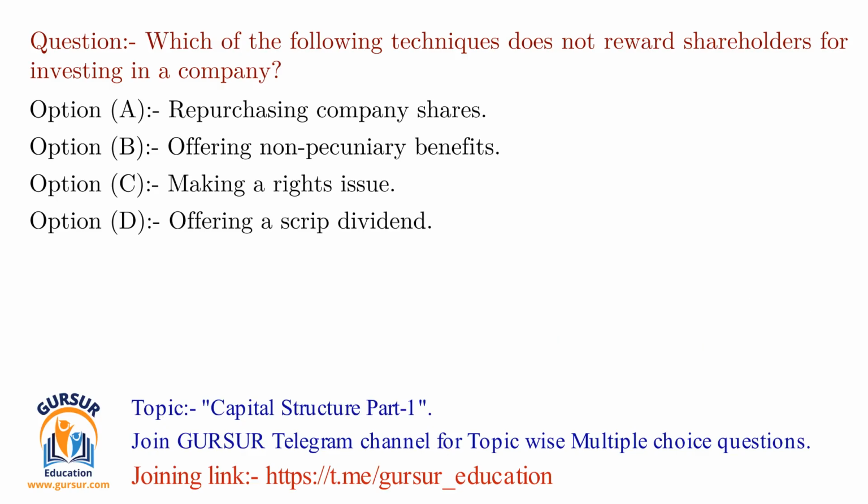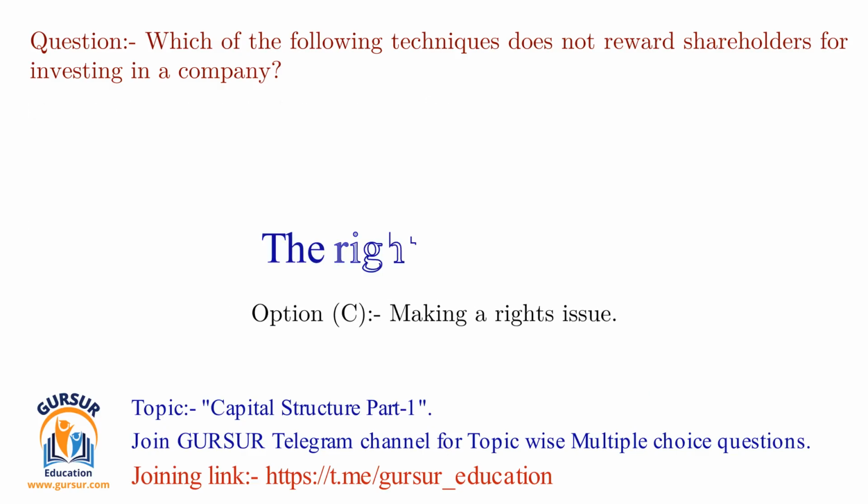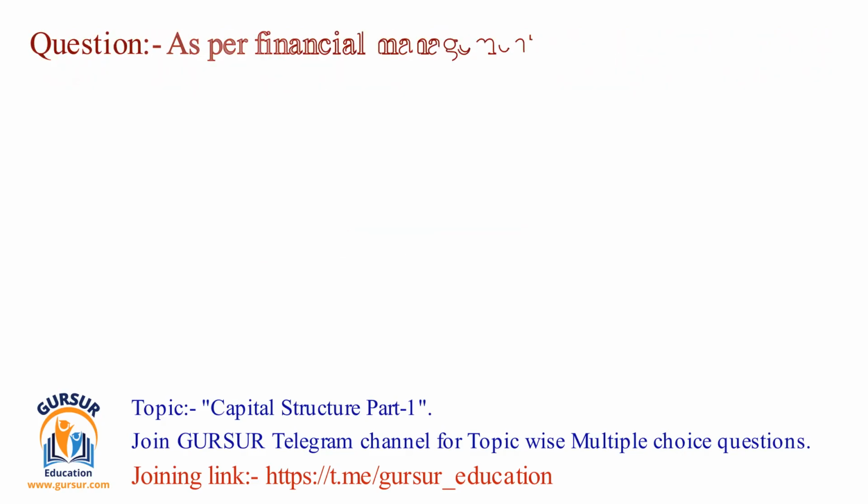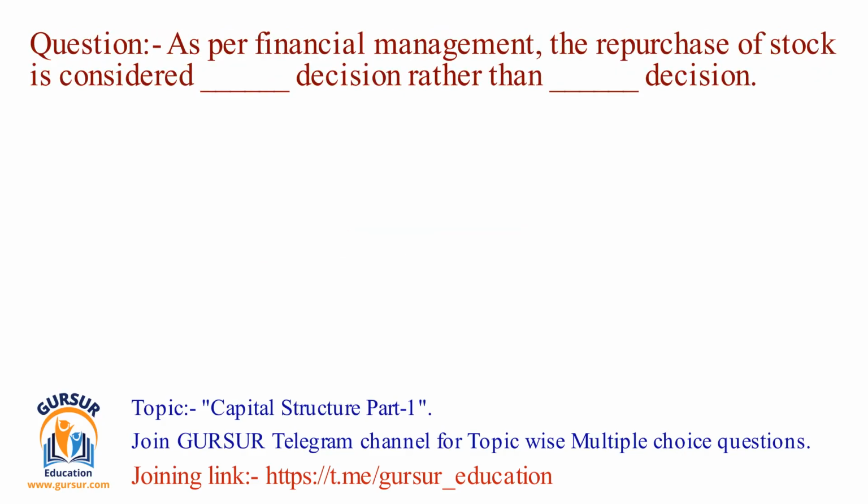So the right answer of this question is option C, and that is making a rights issue. So now we move next. The question number 8 is: as per financial management, the repurchase of stock is considered a dash decision rather than dash decision.